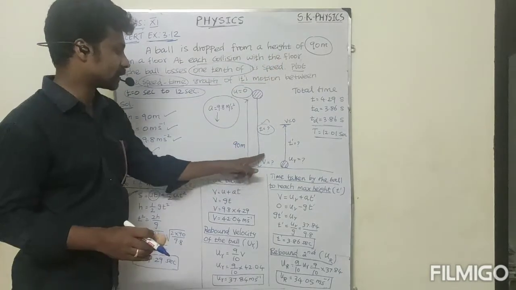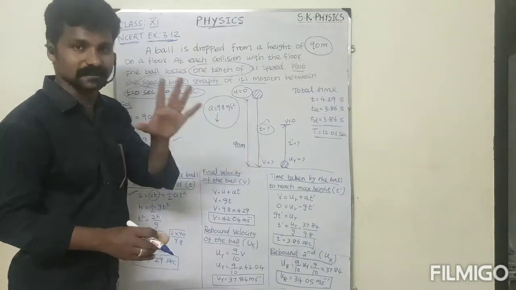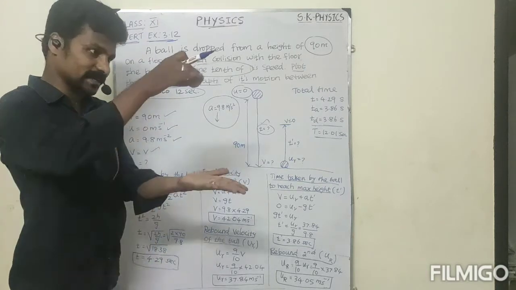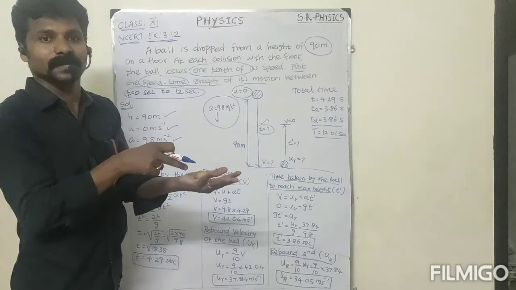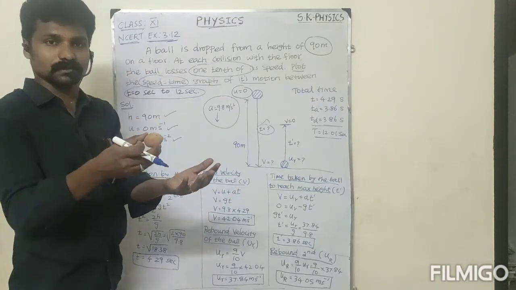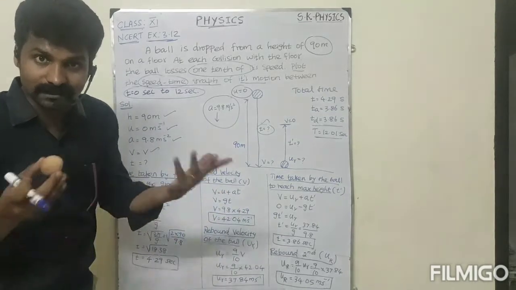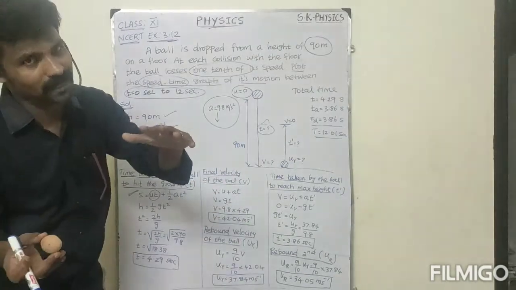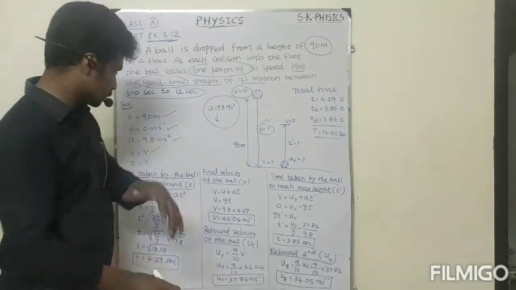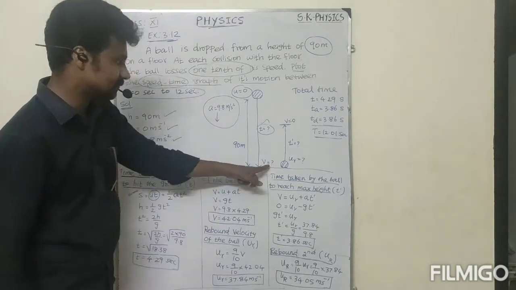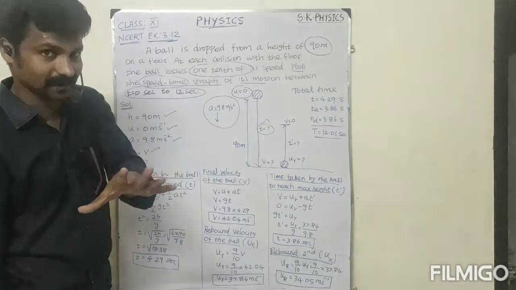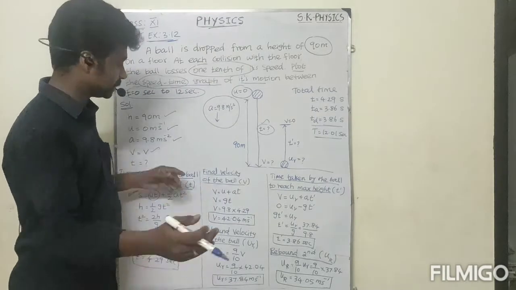So now you should know what is the speed while hitting the ground first. After rebound, its speed is lost, that is 1/10 of the speed is lost. First, while hitting the ground, what is the speed? That is v, the final velocity. So we find that.